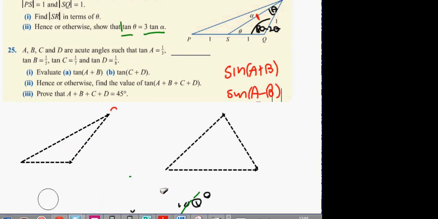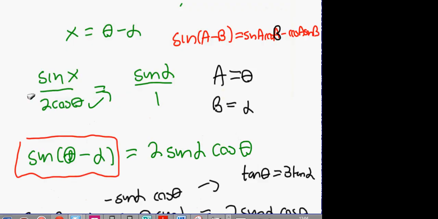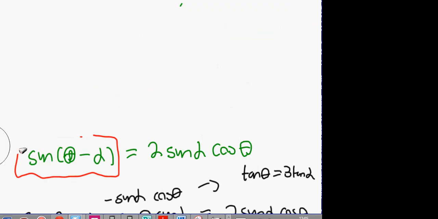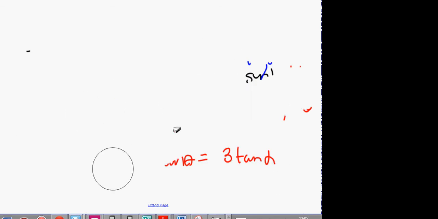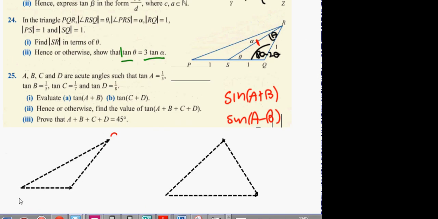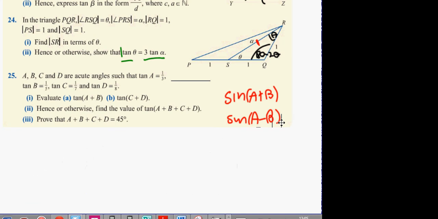Okay, 25. Okay guys, 25. A, B and C are acute angles such that tan A equals a third, tan B equals a fifth, tan C equals a seventh, and tan D equals an eighth. Evaluate tan A plus B. What's tan A plus B, guys? Tan A plus B? Anybody?